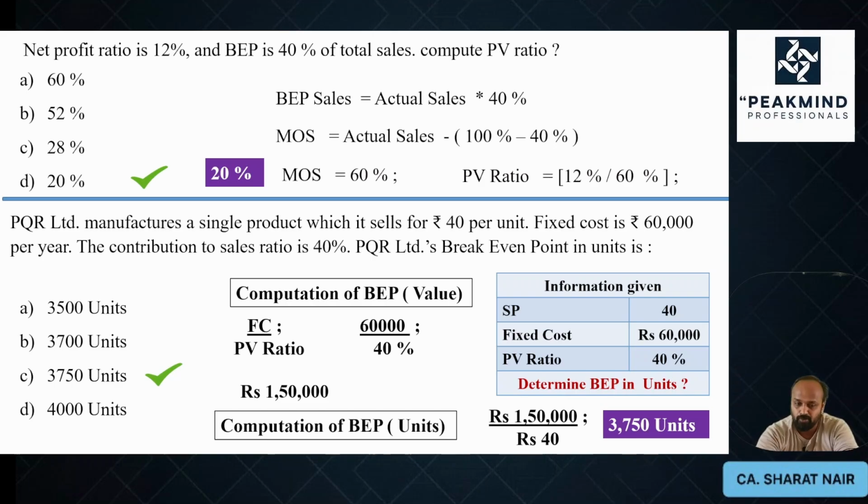There is another way of doing it. I know that my selling price is 40, PV ratio is 40%. So 40 into 40%, it will be 16 rupees. So 60,000 divided by 16, you will get the same answer of 3,750. Both ways you can do, whichever is comfortable for you.